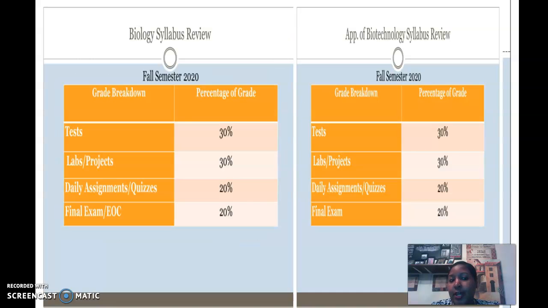Here are our grade breakdowns. For biology and applications of biotechnology, it's the same. Our tests will be worth 30%. Our labs and projects are 30%. Daily assignments and quizzes are 20%. And our final exam is 20%.